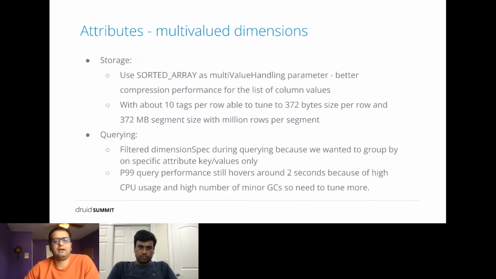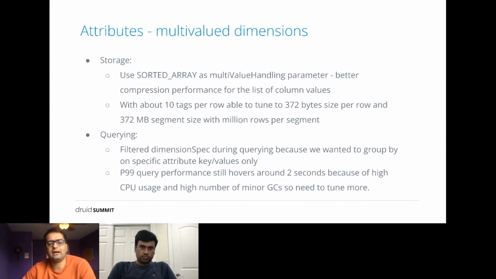Some specifics about what we did: for the multi-value handling parameter, we used a sorted array. If you refer to the internals of a segment file, there is a list of column values, so it provided us better compression performance over that. And the numbers we came up with were that for about 10 tags per row, we are able to tune the size to 372 bytes per row, based on the cardinality estimates that we had for the data we are going to have. A segment with a million rows will go to 372 MB, which seemed pretty ideal for the numbers we were targeting.